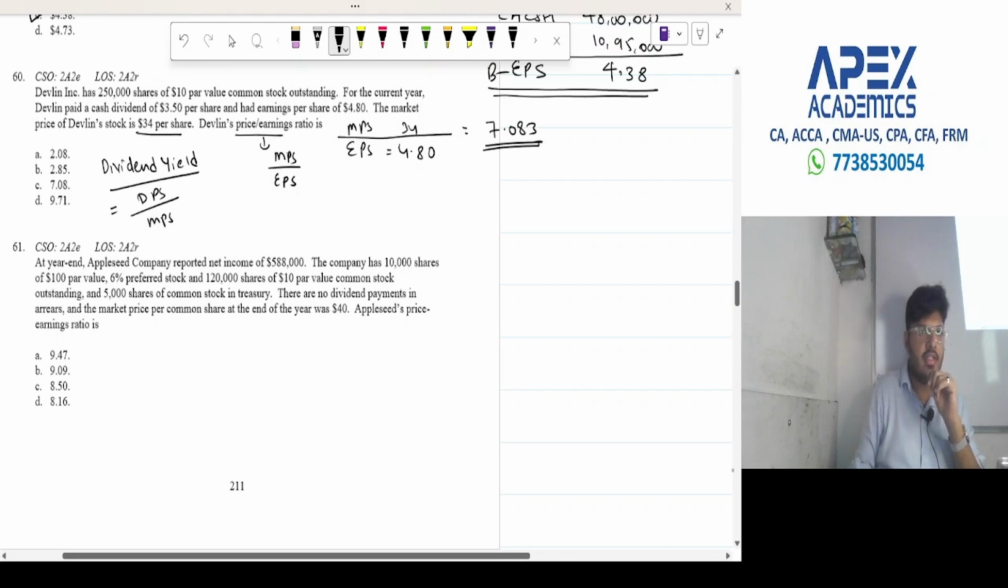Sir, I am getting 7.083. So the answer is C, 7.08. And what is the dividend per share? Sir, the dividend per share is 3.5. What is the market price per share? Sir, market price per share is 34. So this is roughly around 9%. Roughly around 0.09 something you will get. Right? 3.5 divided by 34.